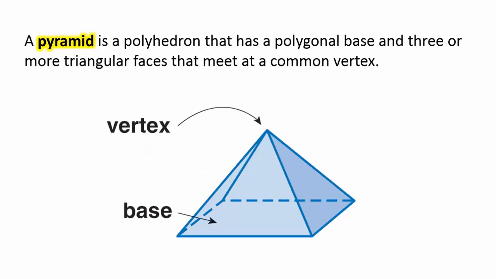The next one is a pyramid. Now, that's a polyhedron that has a polygonal base and 3 or more triangular faces that meet at a common vertex. So if you look down here at the bottom, it's got a base that is a polygon. In this example, it's more of a quadrilateral, but it can be a bunch of different polygons, and you'll see them in a moment. But the sides are going to be triangular faces that all meet up at one point up here at the top, which is called the vertex of the pyramid.